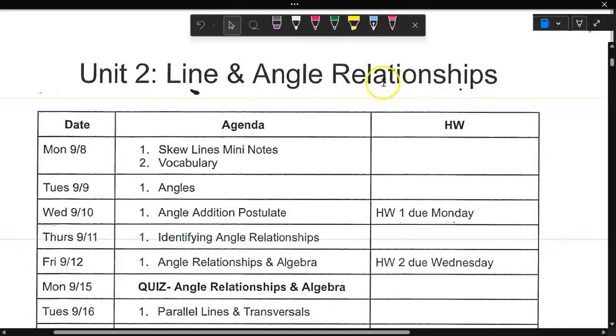As you can see, I'm not here today, or I'm not there today. But we're going to get through these notes pretty quickly and then you'll get some practice, and then I'll be back tomorrow. So to get started, I want us to look at the calendar.